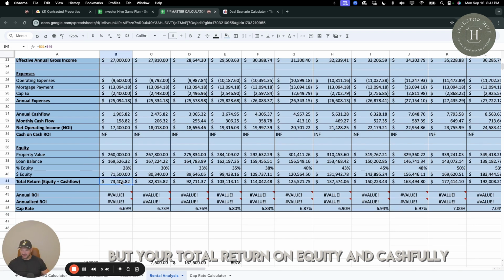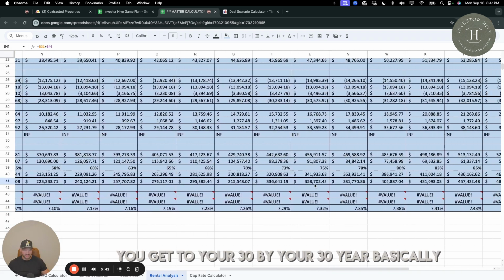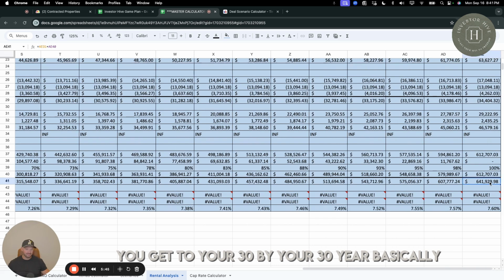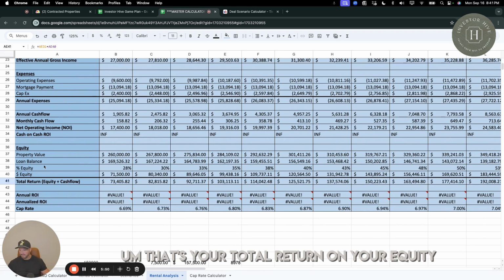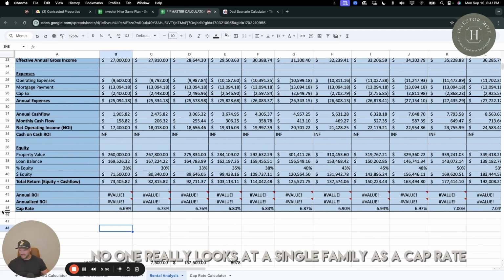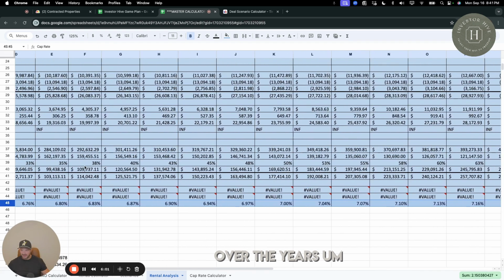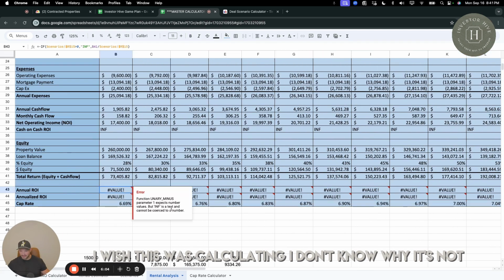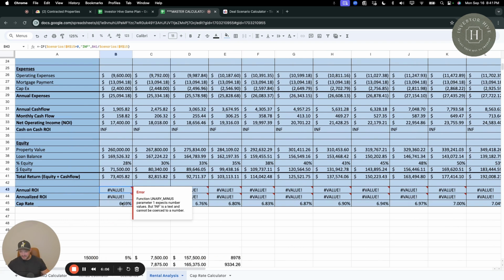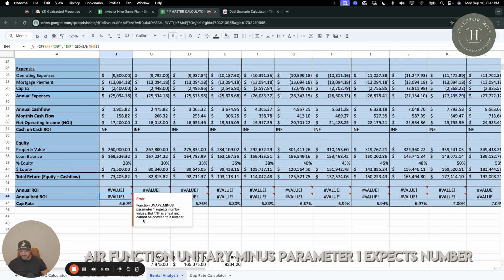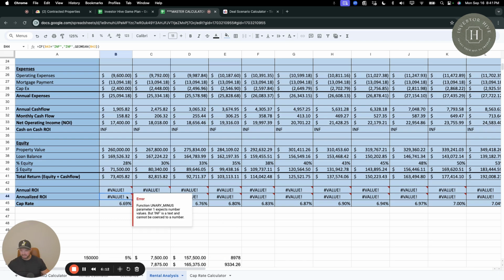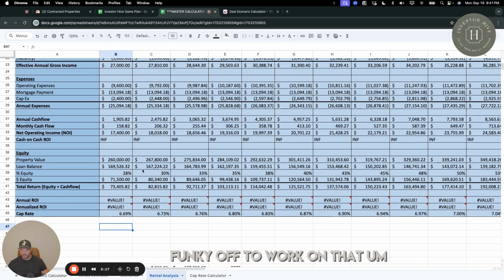But your total return on equity and cash flow, you can see it growing all the way down here. You get to year 30. By year 30, you're basically, if you were to sell it, you'd make about $640,000. That's your total return on your equity and your cash flow, at least. No one really looks at a single family as a cap rate, but I have it on there just so you kind of know what it looks like going over the years. I wish this was calculating. I don't know why it's not. Error function, unary minus parameter 1 expects number. Interesting. I don't know why that's pulling funky. I'll have to work on that.